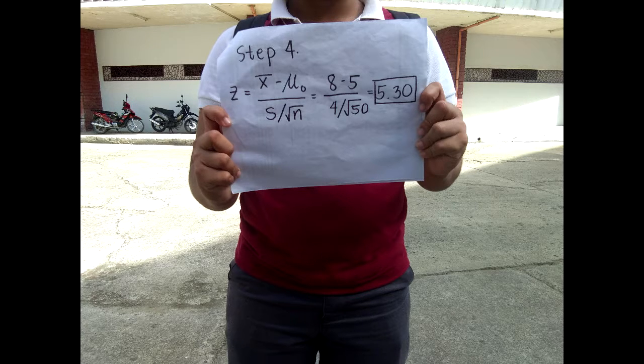Step 4. Compute for the z or t value. And since we are using the z-test, our formula will be z is equal to sample mean minus population mean over s divided by the square root of n. Substitute, so it will become 8 minus 5 over 4 divided by the square root of 50, and it will give us an answer of 5.30. Therefore, our z value is 5.30.